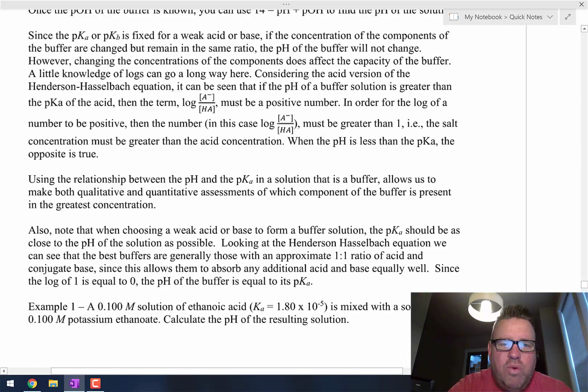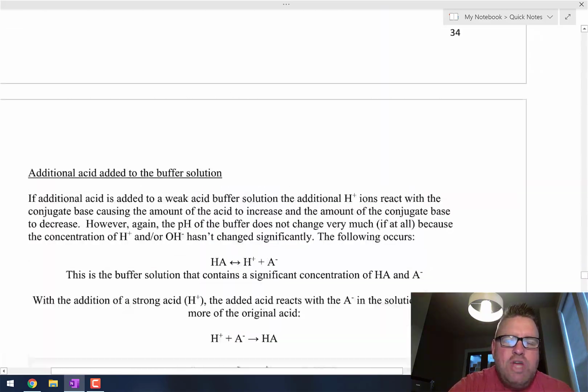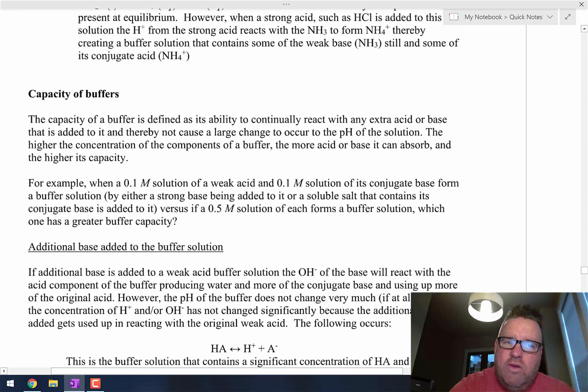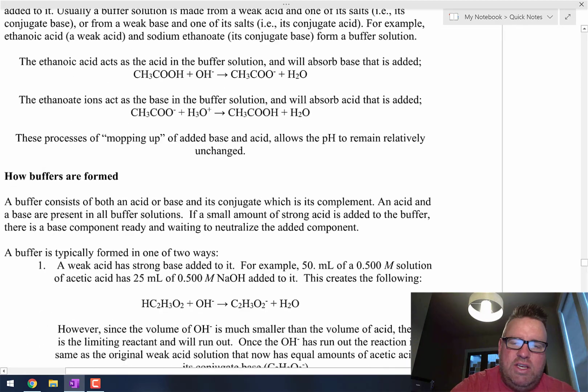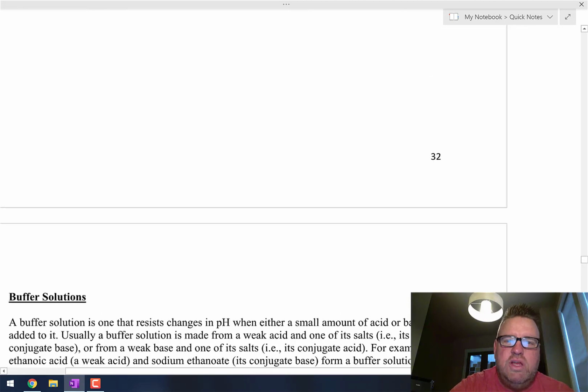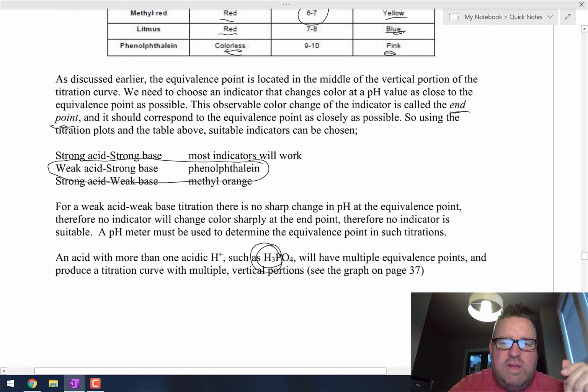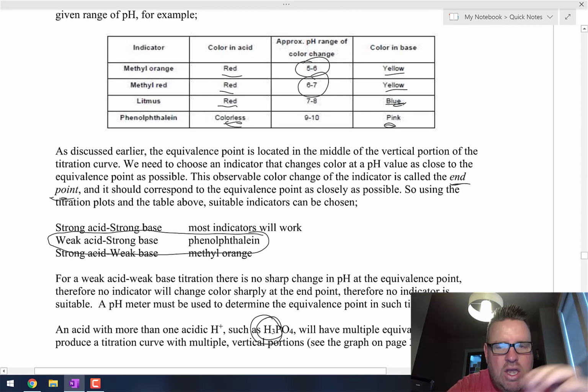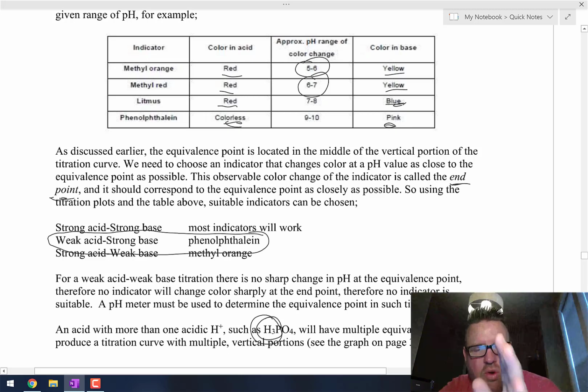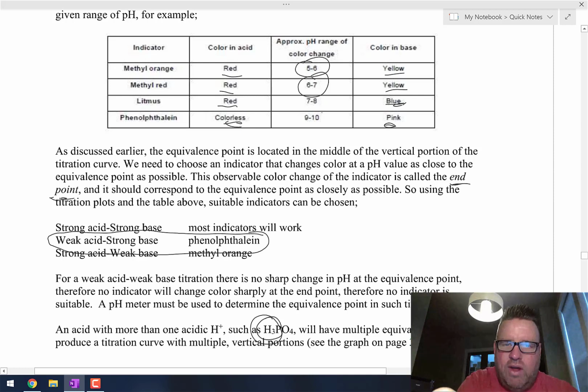Indicators can be really helpful, and they're really easy to use. Much easier than using a pH meter or something like that. Knowing which ones to use, typically they're pretty straightforward. Again, the key is you want the equivalence point to be as close to the end point, to where that color change happens, as you can be.